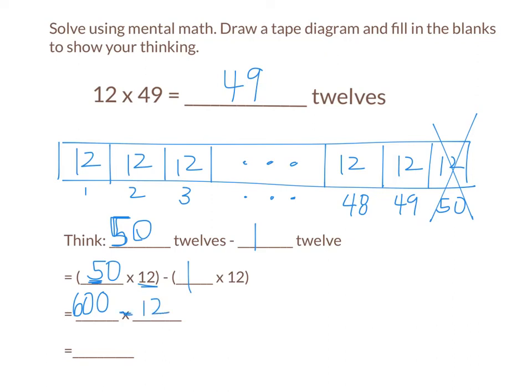So I can do 600, oops, this should be a minus sign, 600 minus 12, which is? 588. So therefore 12 times 49 is 588. Once again, we're using mental math. If I'm trying to find the value of 49 12s, I can think in my head that's 50 12s, take away 1 12. Do you see how that works?